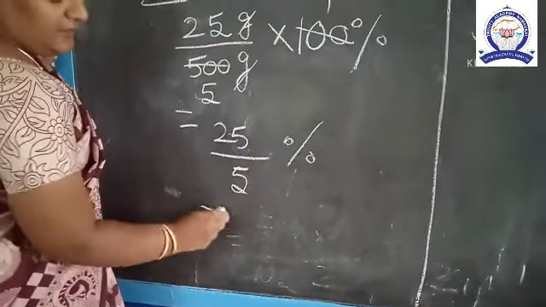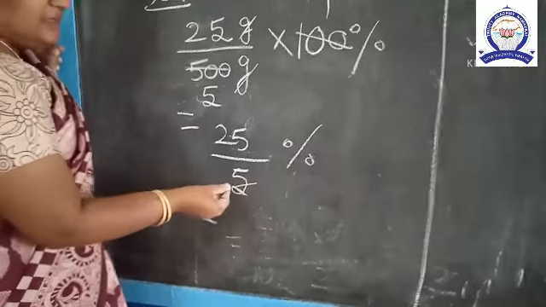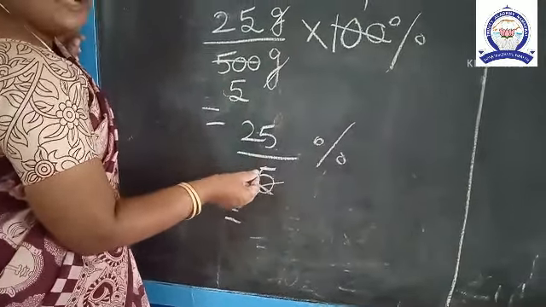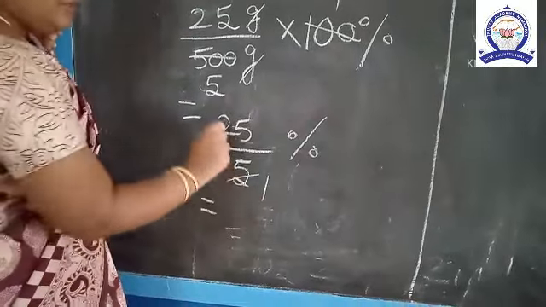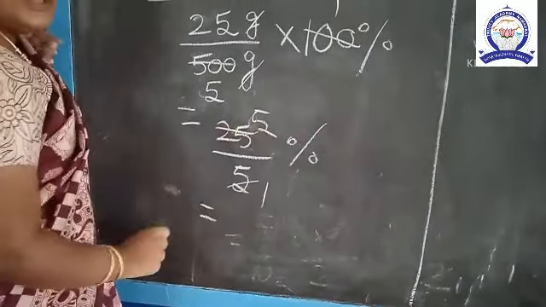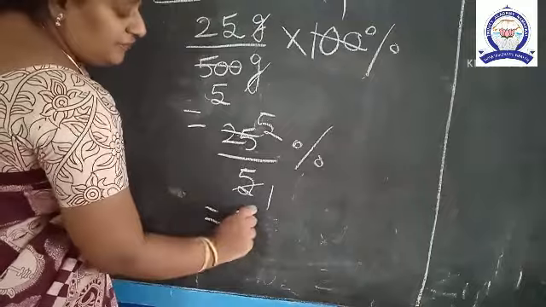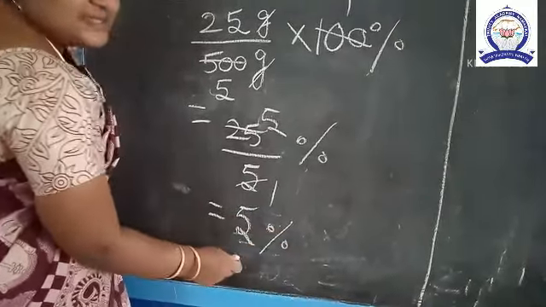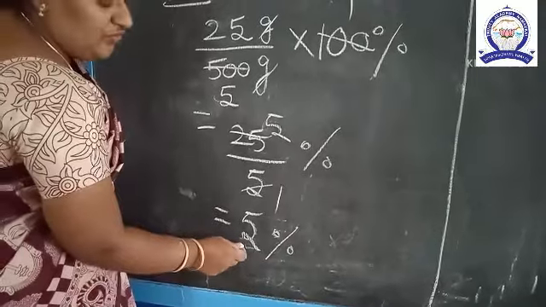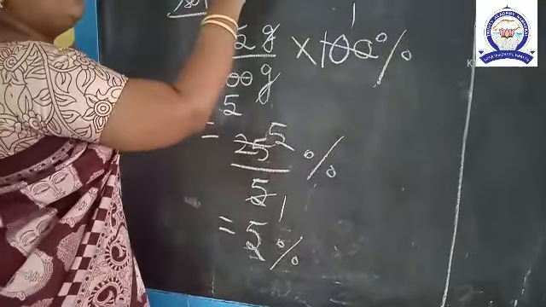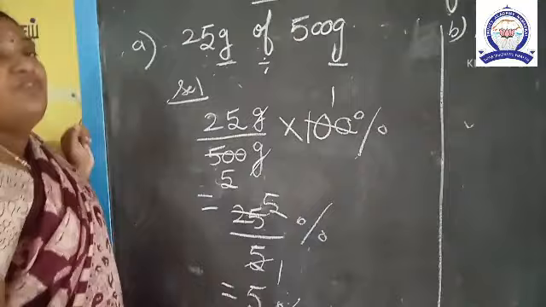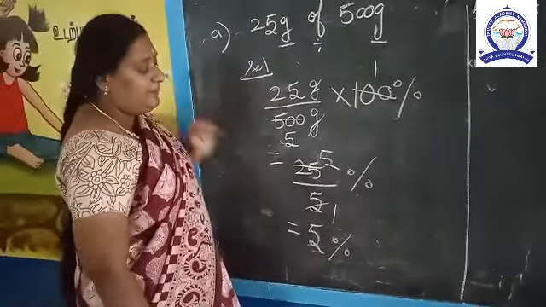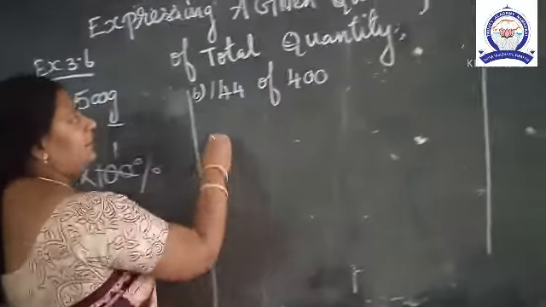So இப்போ கண்டுபிடிக்க பார்க்கலாம். 25 by 5 again numerator and denominator ல odd number. So using 5 table, 5 ones are 5, 5 fives are 25. So cut பண்ண number என்ன 5%. 5 by 1 is nothing but 5 I told. So 5% of 25 gram of 500 gram. So your answer is 5%. சரியா?